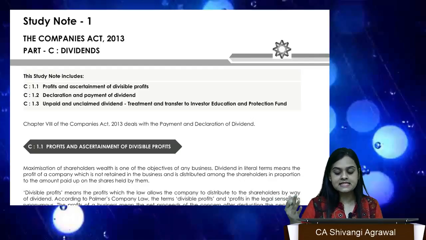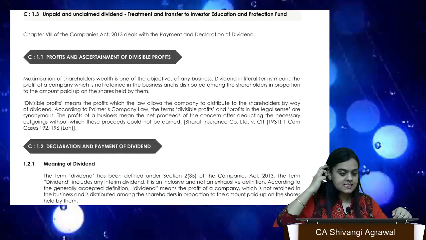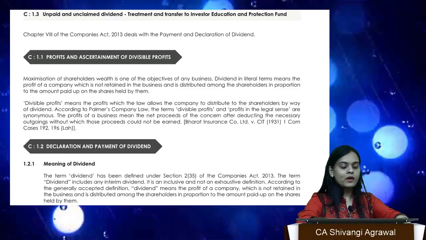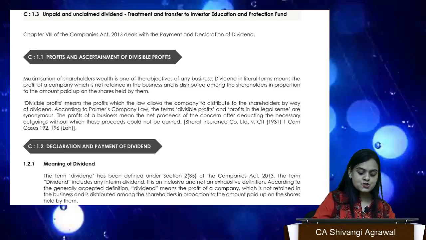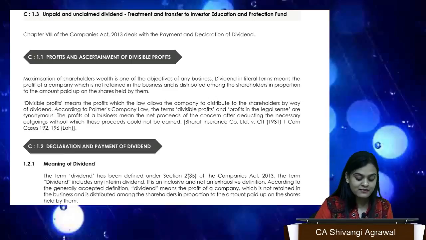Right, so let's start with the bullet revision of the third part C, dividends. What do you mean by dividends? See, a company whenever earns profit has two choices to make. It can either retain the profits or it can give away the profits to the ones who have invested in the company, right? That is its shareholders.